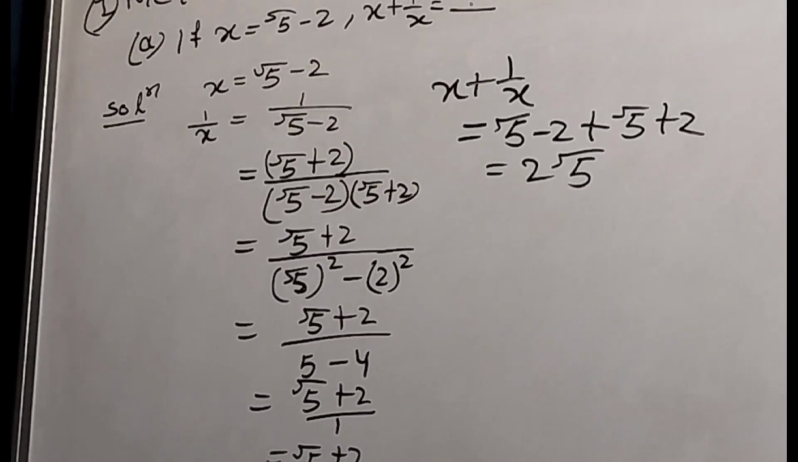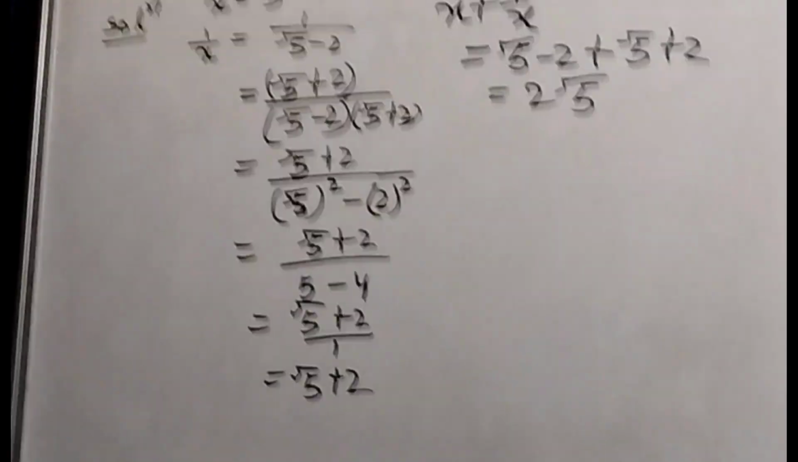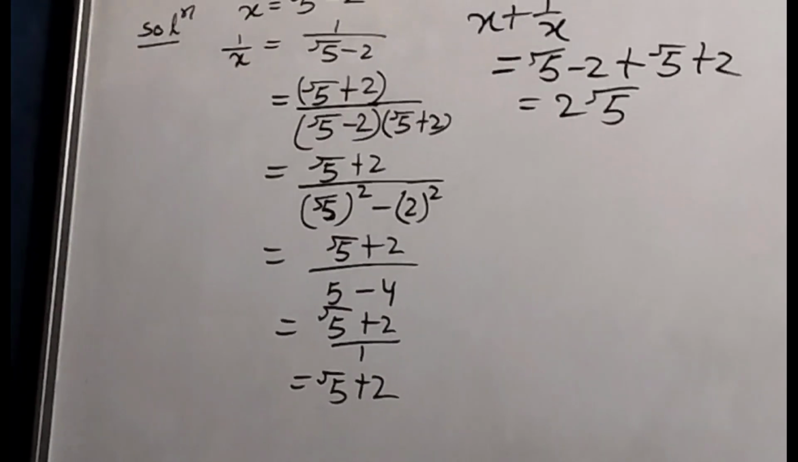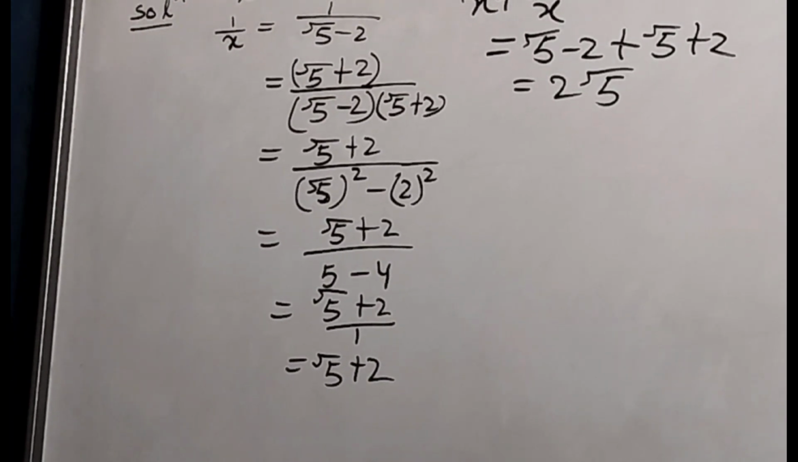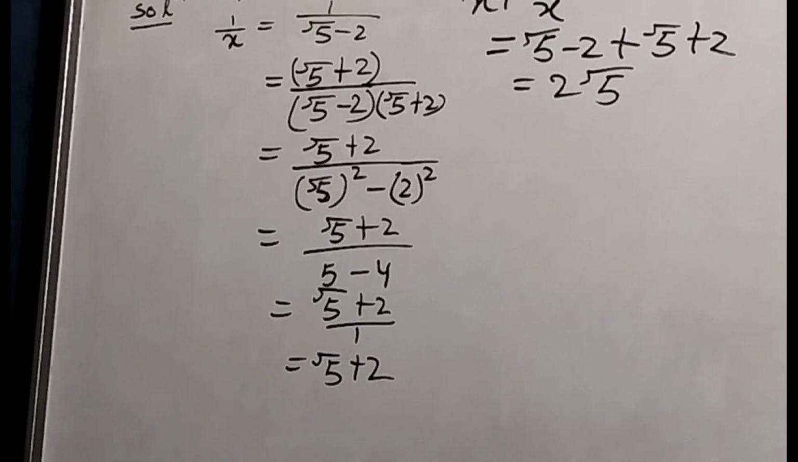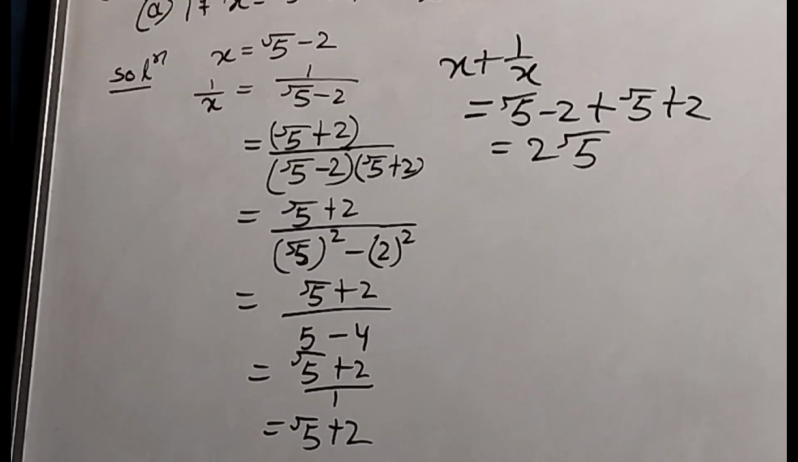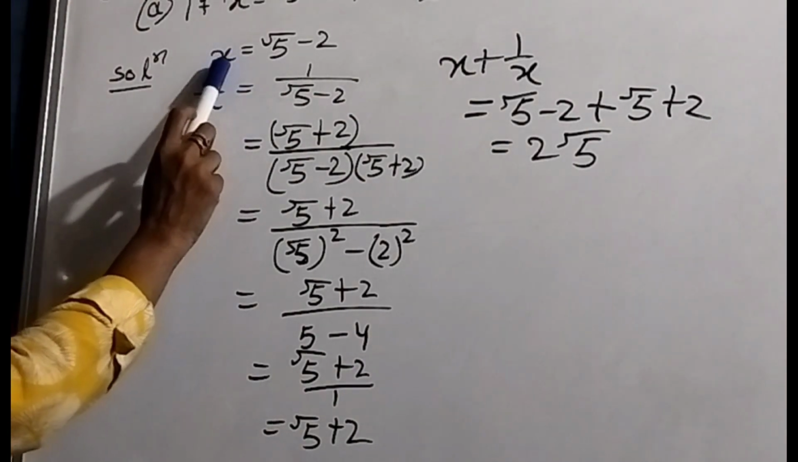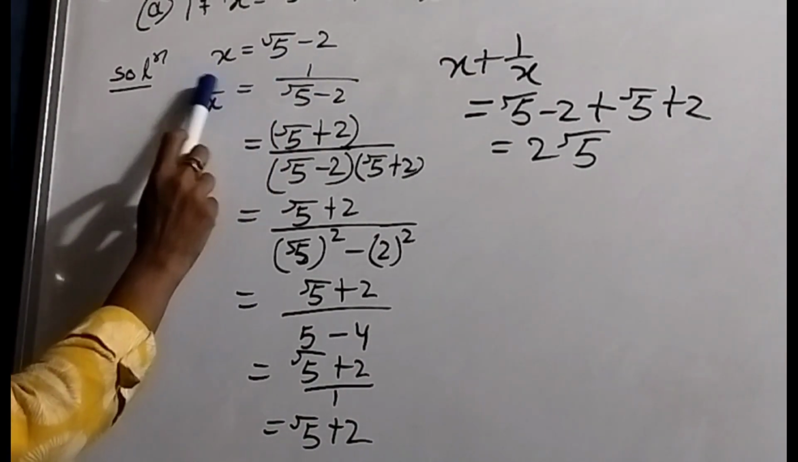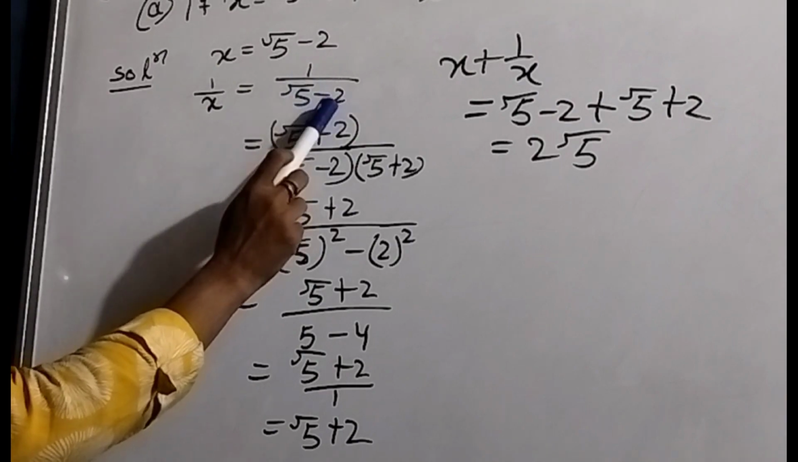Here is given x equal to root 5 minus 2 and you have to find out x plus 1 by x. To find out x plus 1 by x, what you have to do? You have to rationalize the denominator. Now this is your x equal to root 5 minus 2. 1 by x means 1 by root 5 minus 2.